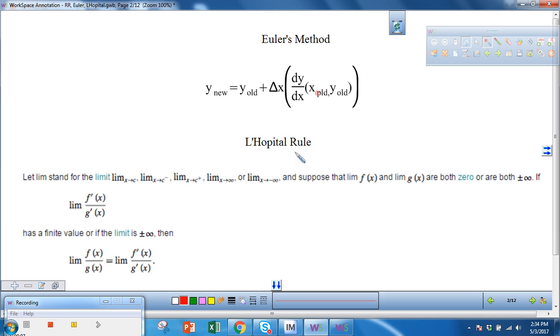Then L'Hopital's rule, we use that when we're finding a limit and the limit is indeterminate. Before we can use L'Hopital, we have to state that it's indeterminate by saying that it's infinity over infinity or 0 over 0. Once we've determined that, we take the derivative of the numerator and the derivative of the denominator, and then take the limit as x approaches a to find a value. If it's still indeterminate, we can keep doing L'Hopital until it's no longer indeterminate.